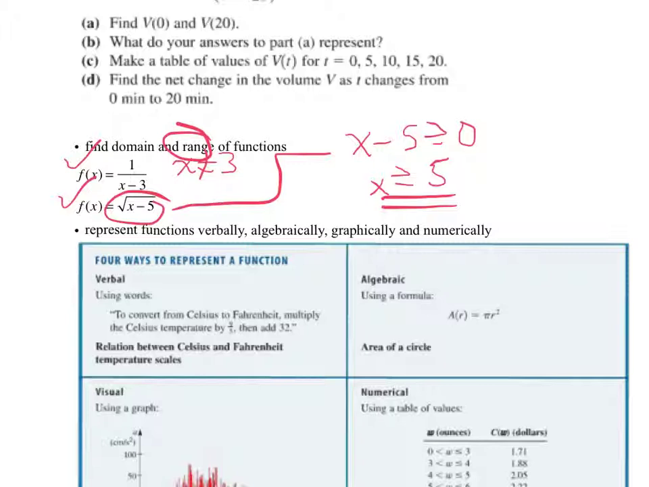I guess for this function, f of x equals 1 over x minus 3, the range would be all real numbers except 0, because that's the only value that 1 over x minus 3 will never be, because the only way that a fraction or a rational expression can equal 0 is if the numerator is 0, but we see that this function has a numerator of 1, which is never 0. So the range there is all numbers except 0.